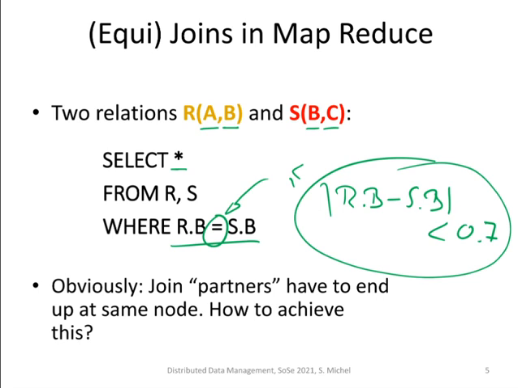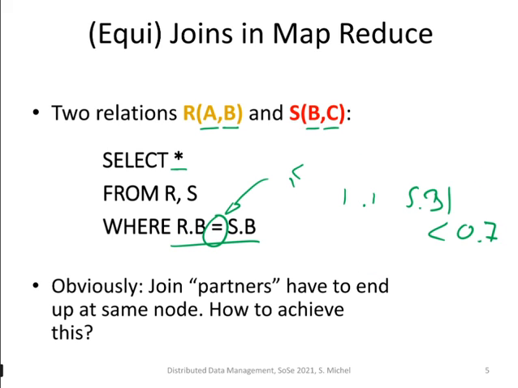So how do we do this in MapReduce? Here already we have the hint given. The join partners, so the tuples from the R relation and the S relation that will be in the join results, they have to end up at the same node in the system, the same compute node, in order that we can check or match them, right? And how do we achieve this in MapReduce?